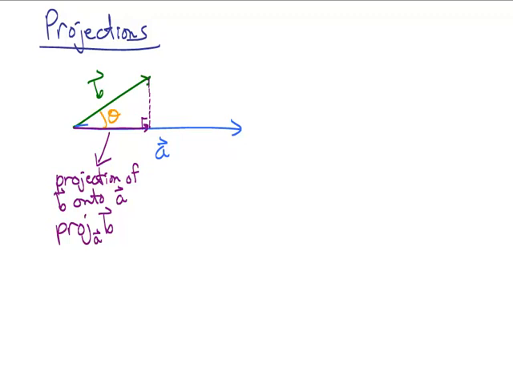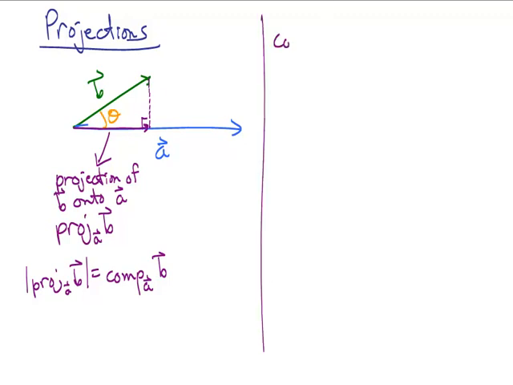Now, the length of this we refer to as the component, or the scalar component of the projection of B onto A. So if I talk about the length of this vector, we define that as the component, the scalar component of B onto A. So let's think about how we can find this. Okay, I'm going to start by finding the scalar component, because once I have that, I already know the direction of this vector. It's in the direction of the vector A. So I'm going to start up here by finding the scalar component of B onto A.